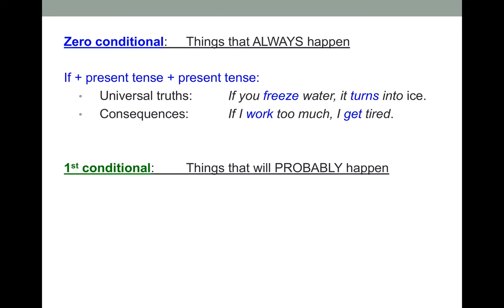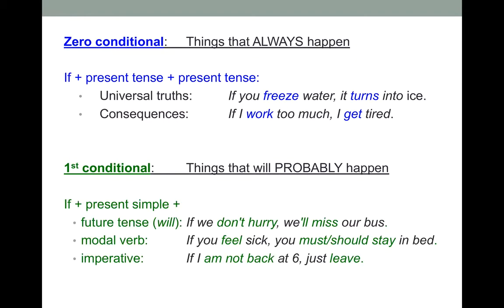Now, first conditional. The first conditional is what we use to refer to things that will probably happen. The most typical structure is if plus present simple, and in the second part of the sentence, the future, will. For example, if we don't hurry, we will miss our bus. Si no nos damos prisa, perderemos el bus. Exactly the same in Spanish and in English.